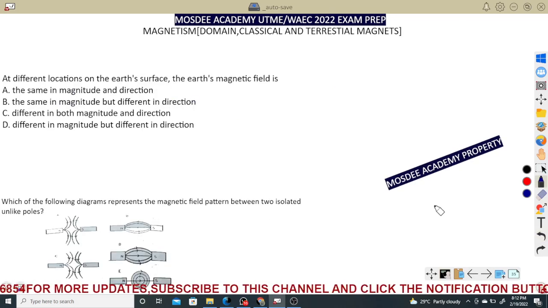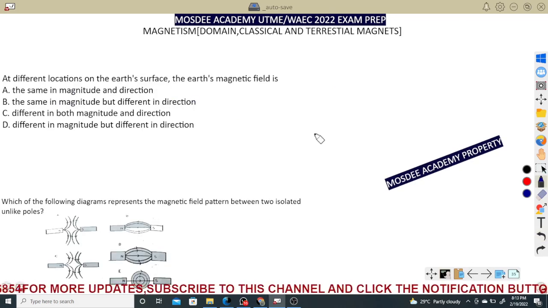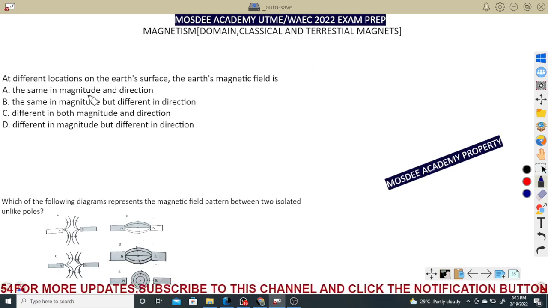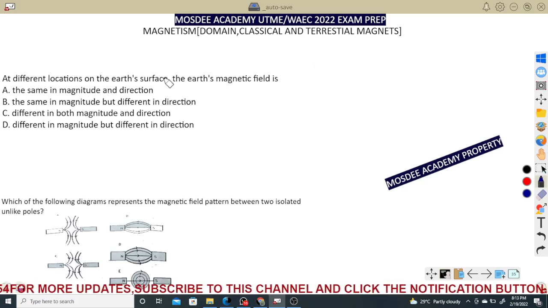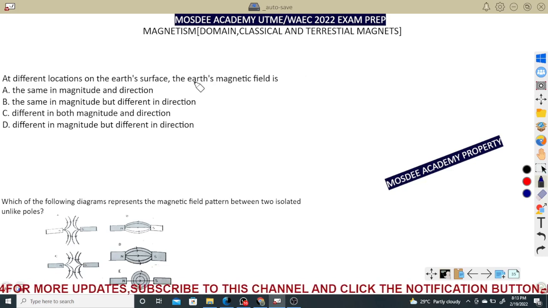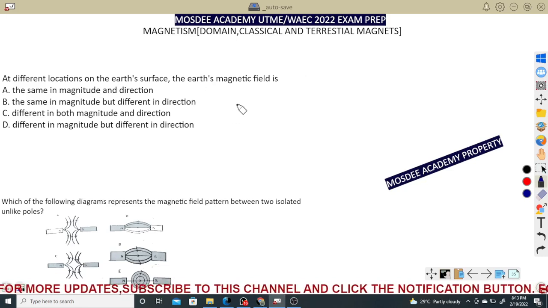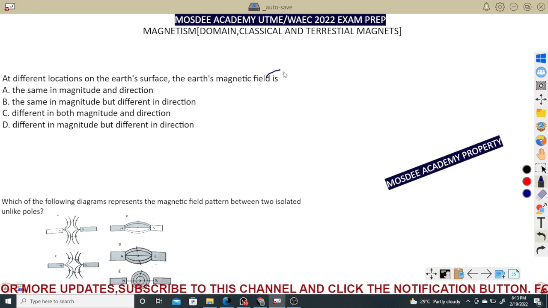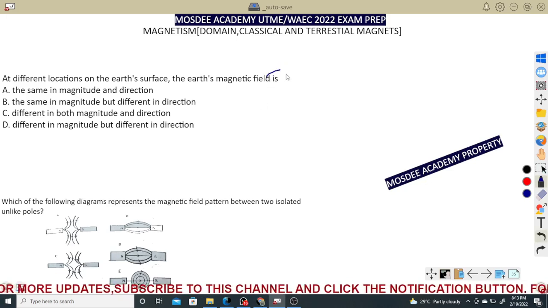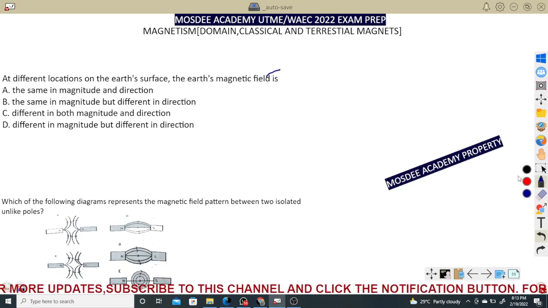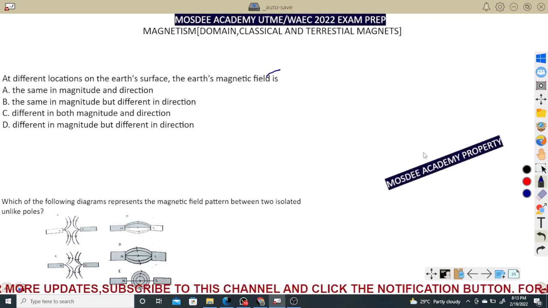Next, guys. Good. Now we are on classical and terrestrial magnets. At different locations on the Earth's surface, the Earth's magnetic field dash. A quick one, because we need to understand what we call a terrestrial magnet. The Earth's magnetic field also behaves like a magnet. We can write a simple note because I think you need it.